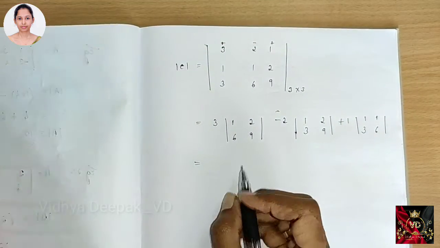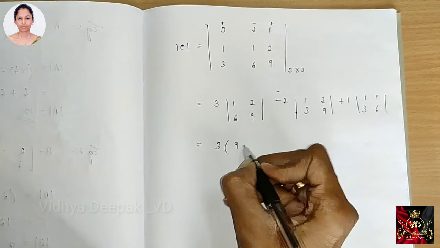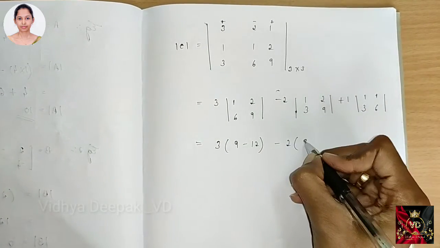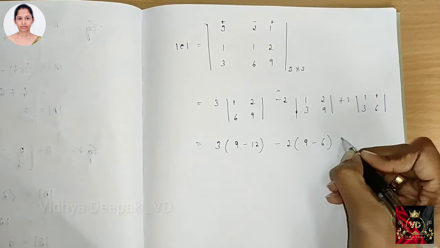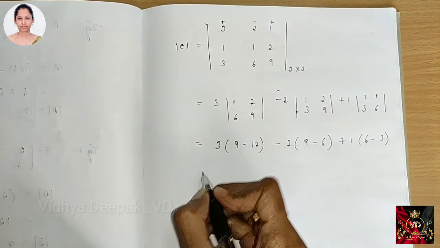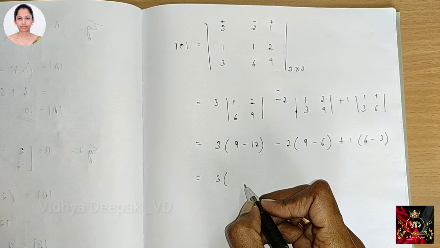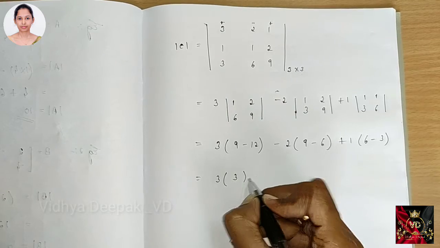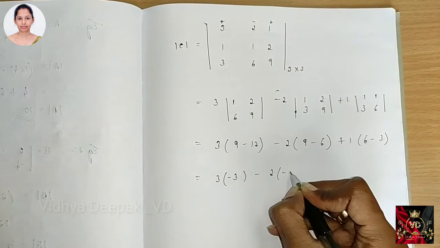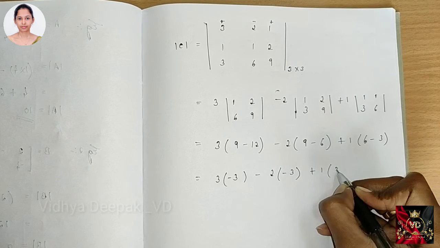So let's now take the determinant of this. What is it? 3 into 1 9s are 9 minus 6 2s are 12, minus 2 into 1 9s are 9 minus 3 2s are 6, plus 1 into 1 6 are 6 minus 3 1s are 3. So solving this, what do you get? 3 into 9 minus 12, that is minus 3. Minus 2 into 9 minus 6, that is 3. Plus 1 into 6 minus 3 is 3.